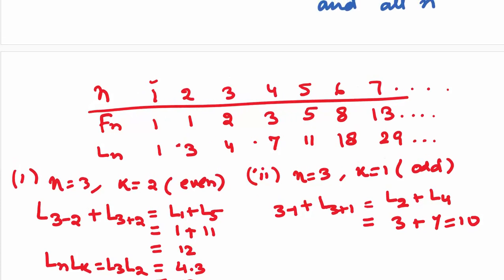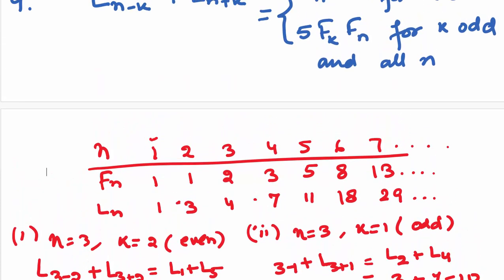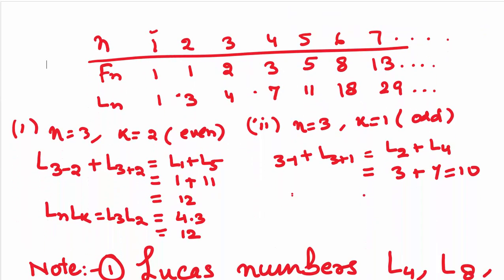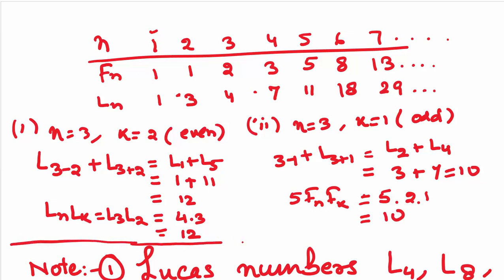What should we get? F of k into f of n and then multiply by 5. So 5 times we should get f of n and f of k. You know this is 5 into what is f of n? N is 3. So f of 3 is 2 and f of k, which is f of 1, is 1. So we again get 10. So you have already checked the identity.